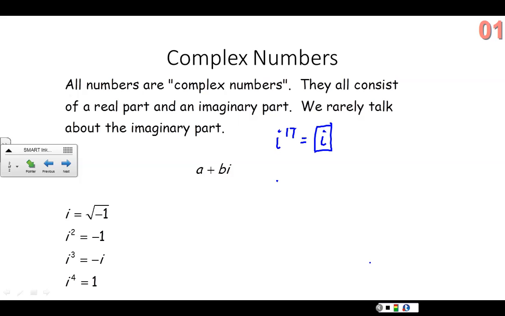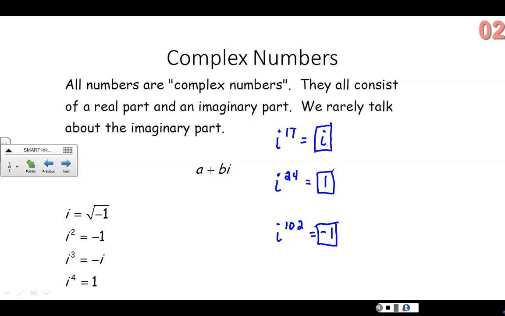Okay, if I want, let's say, i to the 24th power. Well, 24 is divisible by 4. So with no remainder, we're going to use the fourth power. So i to the 24th would be 1. Look at this one. i to the 102nd power. 4 would go into 102 evenly 25 times, but the remainder would be 2. So since the remainder is 2, i squared, it's -1.